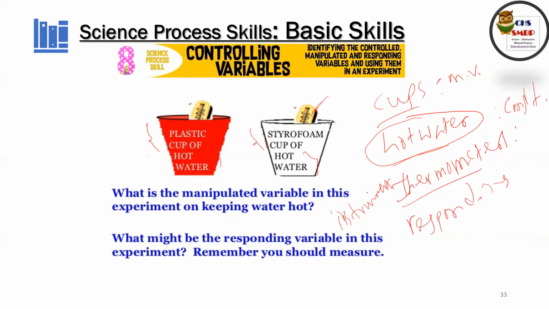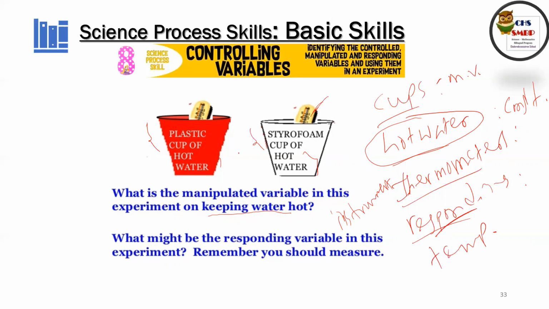So from this experiment, you would like to check out keeping water hot, right? What is the manipulated variable in this experiment on keeping water hot? And then what might be the responding variable? What is the responding variable? You can measure the temperature. So the responding variable will be the temperature.